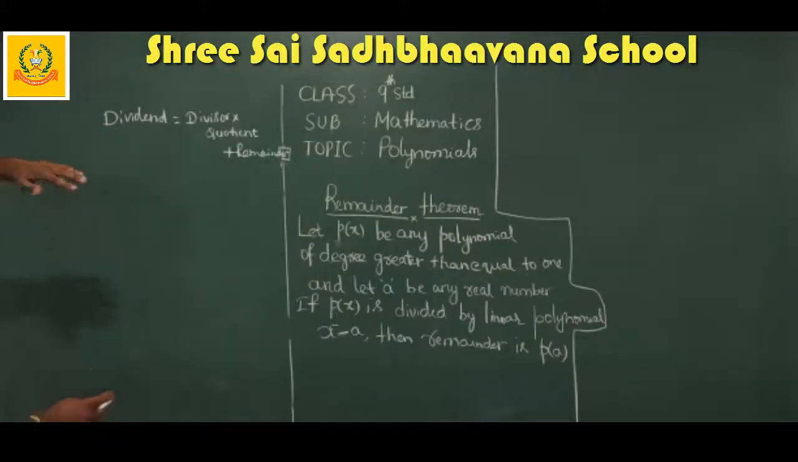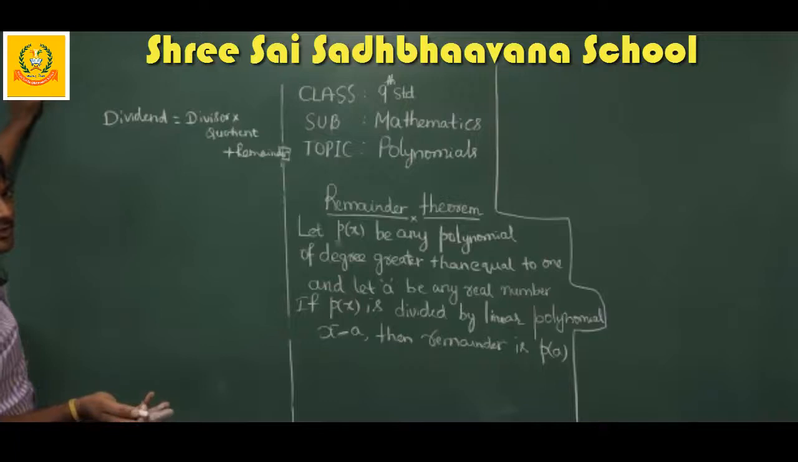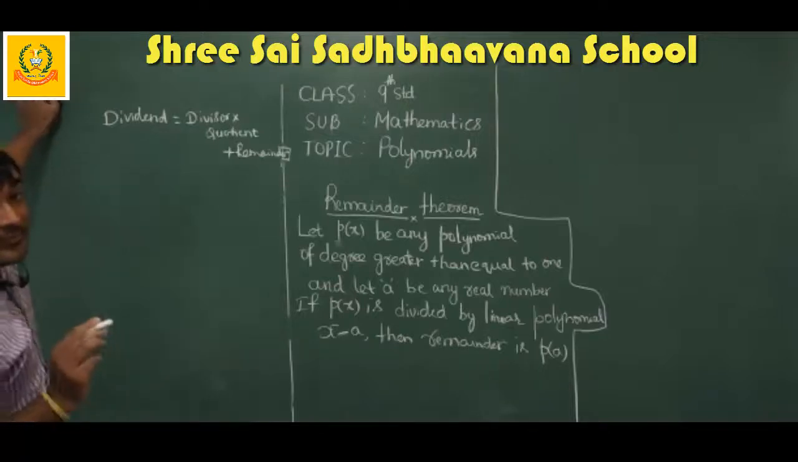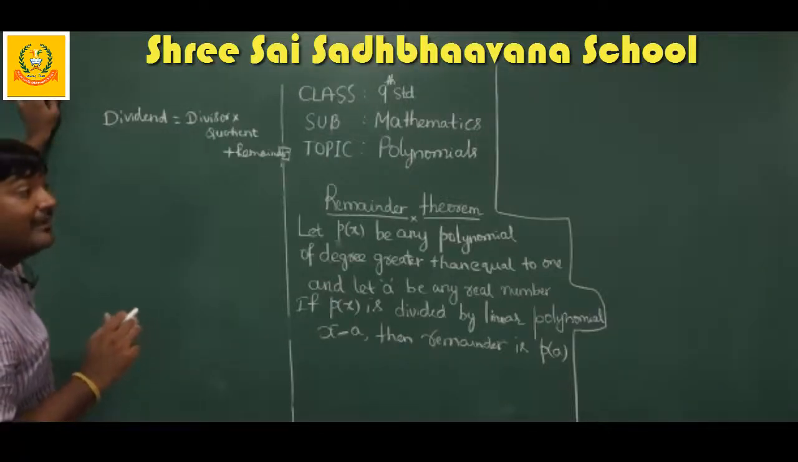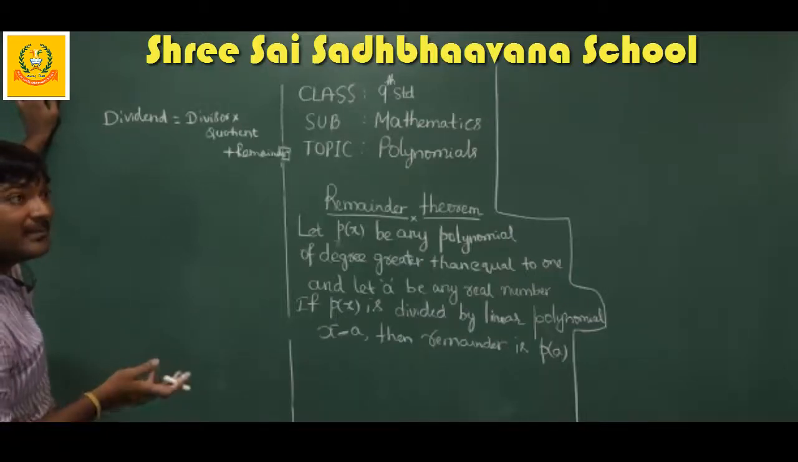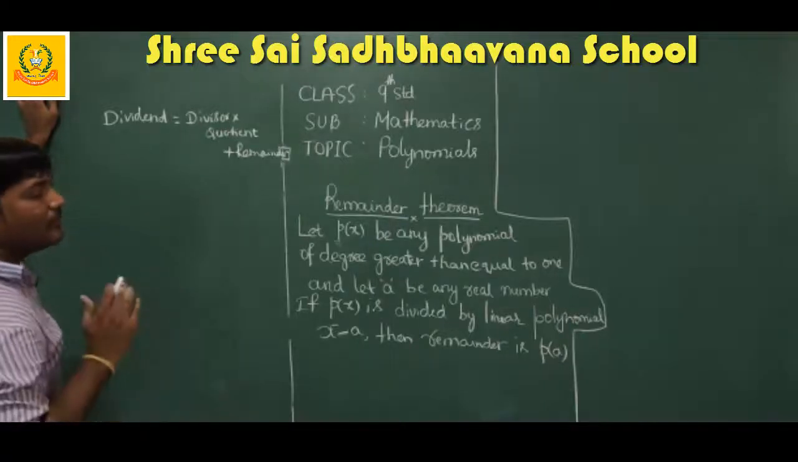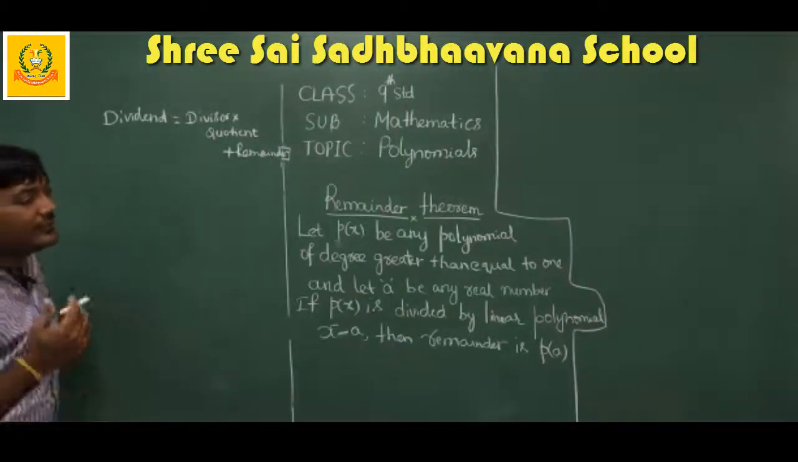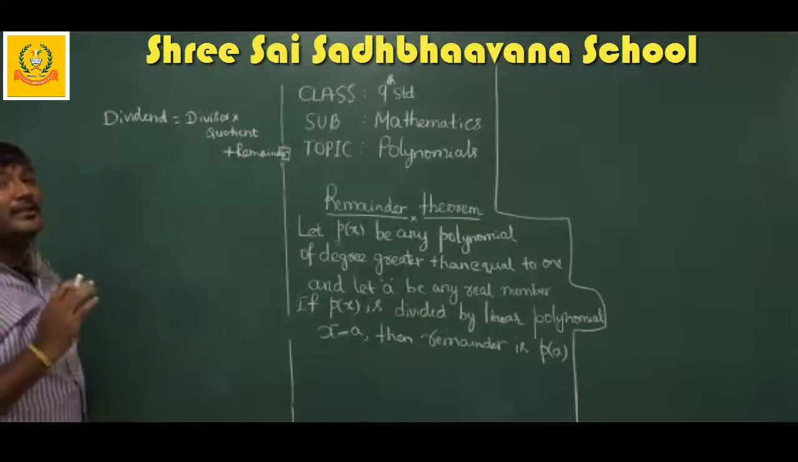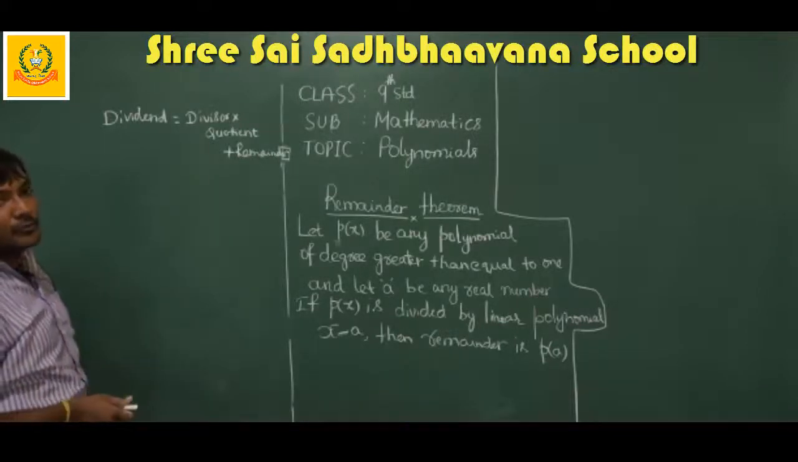Here, we have to consider P of x as a polynomial whose degree should be greater than or equal to 1. That is the condition. P of x degree should always be greater than or equal to 1. It cannot be less than 1, meaning a constant you cannot divide. That is the meaning of it. So always remember, whichever polynomial you are dividing, its degree should be greater than or equal to 1, but not less than 1.